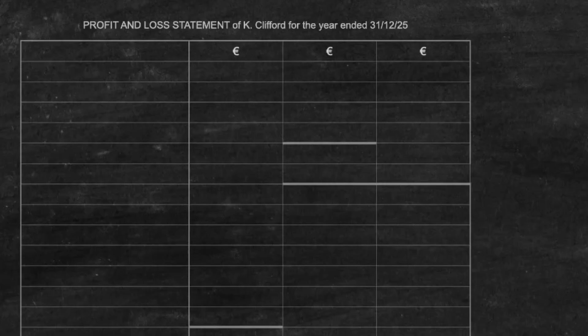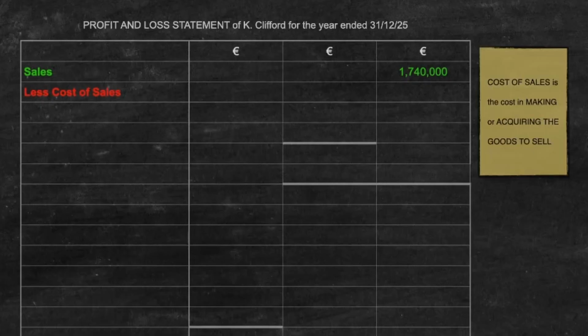Right, we're looking at the final accounts for Kevin Clifford on the 31st of December 2025. The first heading is sales. In this case, Kevin sold 1,740,000 worth of goods. Next is less cost of sales. Remember, this isn't everyday expenses like advertising. This is strictly the cost of acquiring the goods to sell.